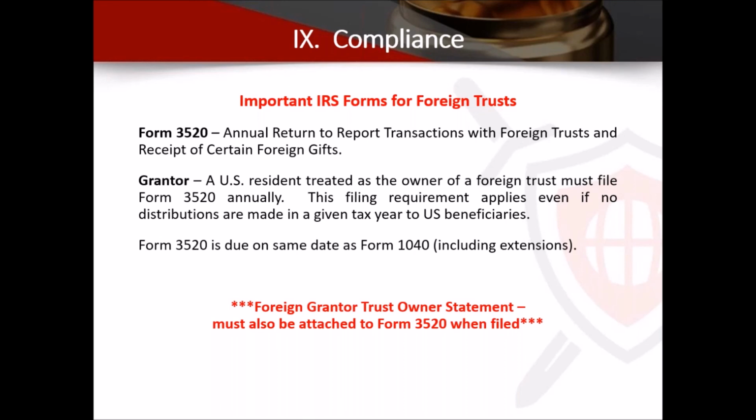However, there are compliance requirements, informational requirements that are required to be filed each year by the U.S. grantor, who is the deemed owner of the foreign trust. They have to file a Form 3520 each year annually, so the IRS knows that the entity exists and what's going on inside of the entity. So keep that in mind, and it's due with the Form 1040. They'll also attach a foreign grantor trust owner statement, which is from another form I'll talk about next, that the foreign trustee has to file annually. So those are all filed, and the extensions are all the same as for a personal income tax return.